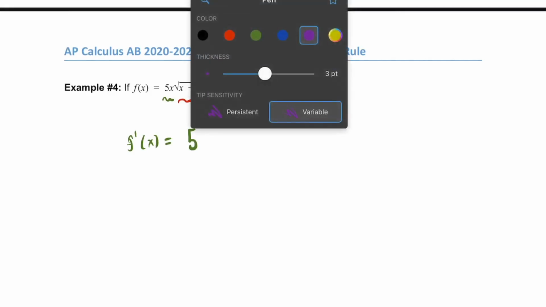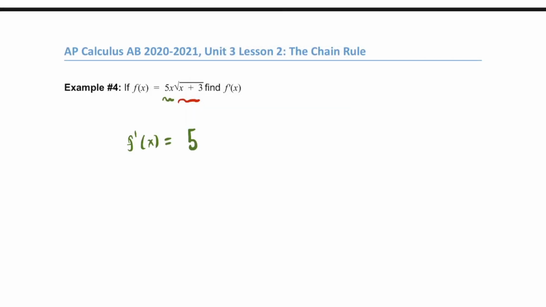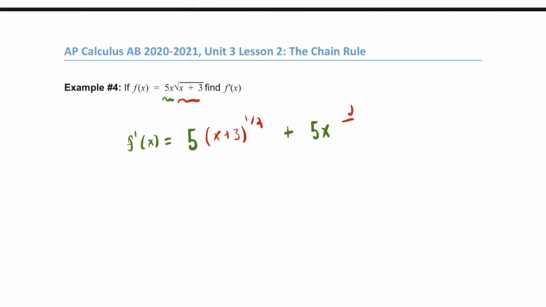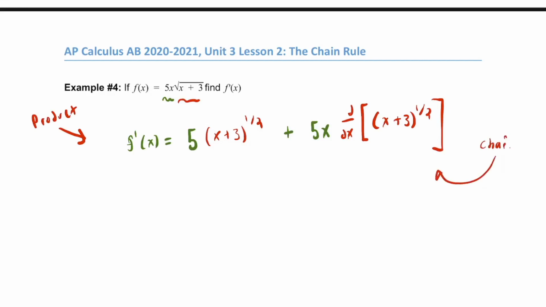times I'm just going to leave this as x plus 3 to the 1/2, nothing changed there, plus 5x, that's f. Now, I'm going to do an intermediate step here. I'm going to say the derivative with respect to x of x plus 3 to the 1/2. So I just leave that undone. So this is just the product rule. And now I will do the chain rule to figure out that second part, the second step of this derivative.